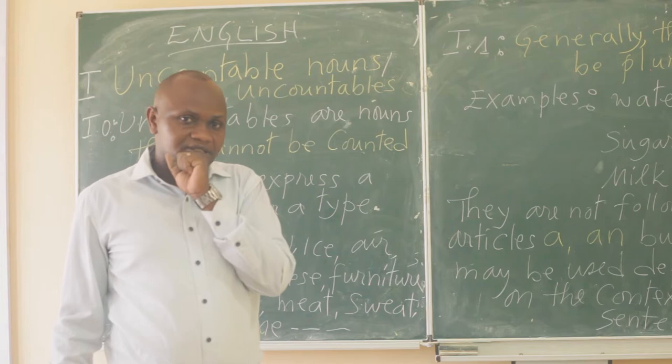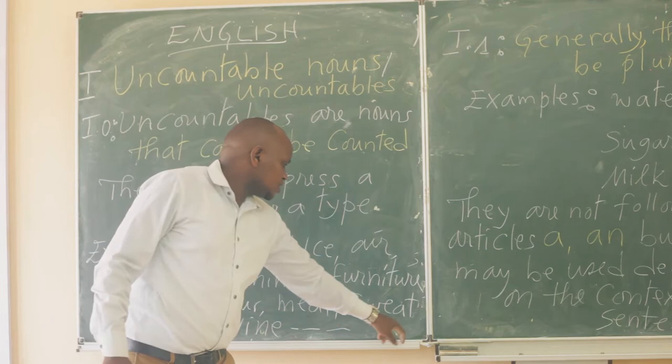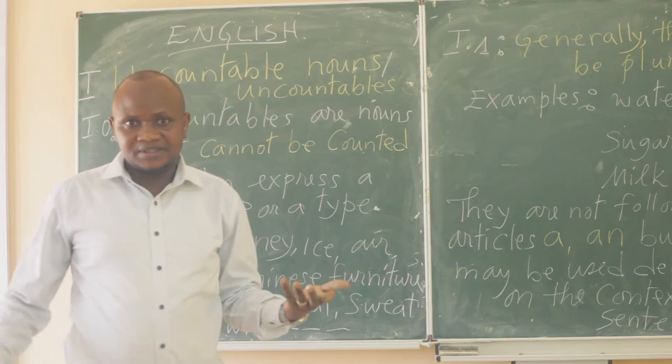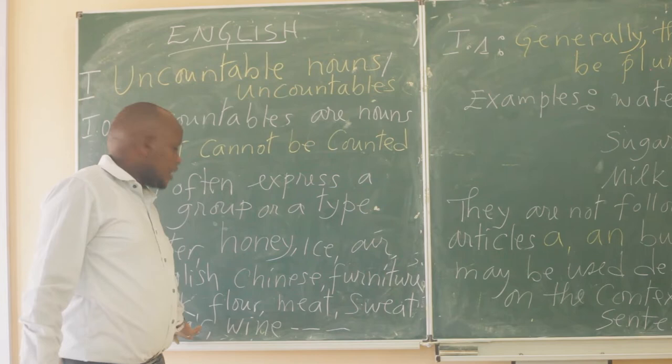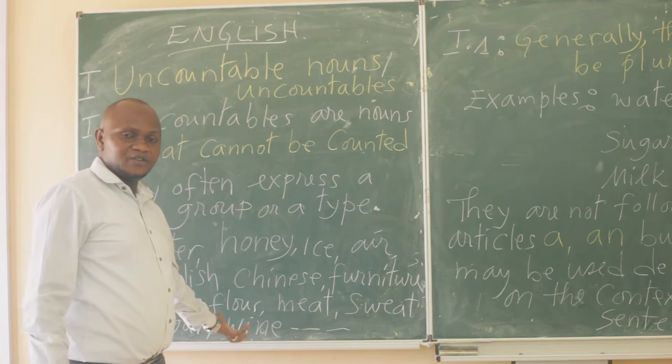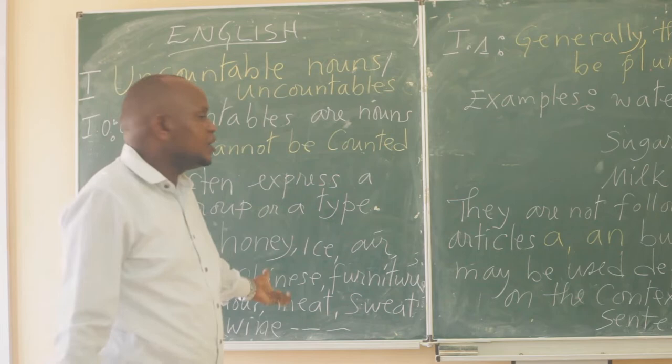Sweat, icyuya, ntabwo kibarika. It's a kind of water. Good. Sugar, isukari, ntuzayishyire muri countable nouns. Wine, divayi, ntabwo bijya muri countable nouns.